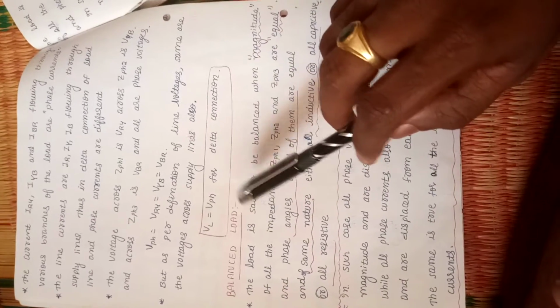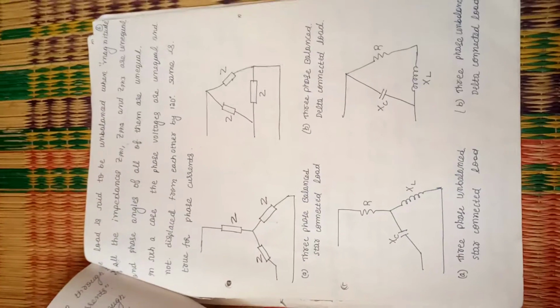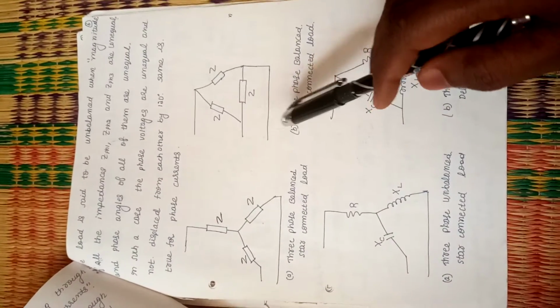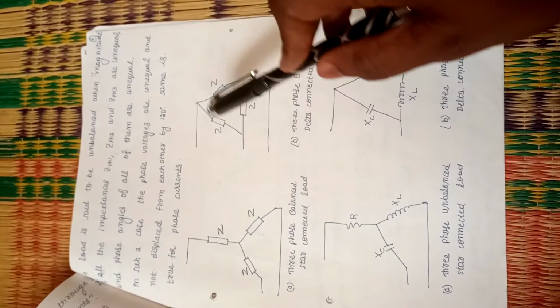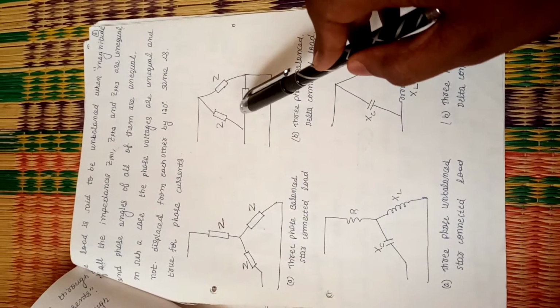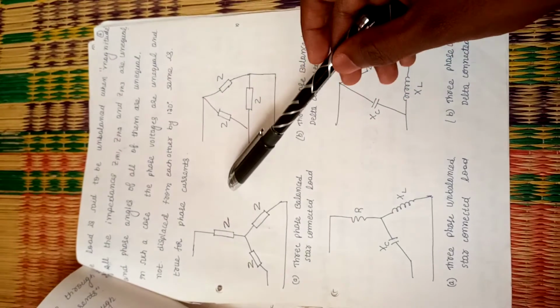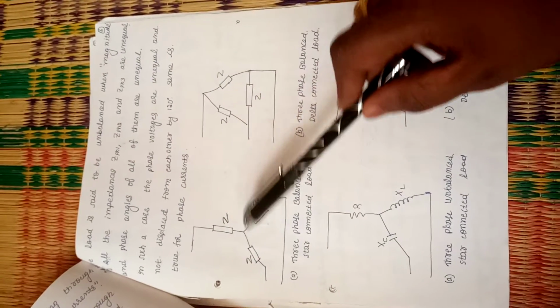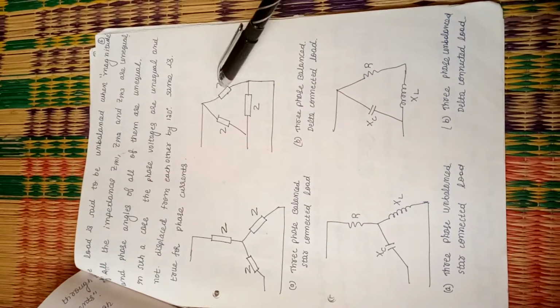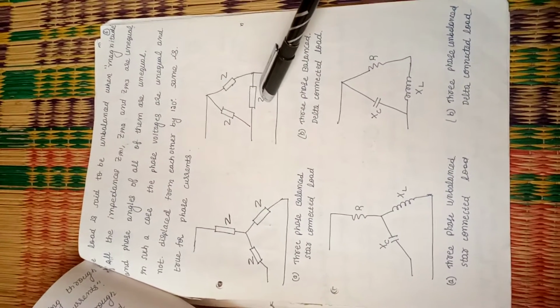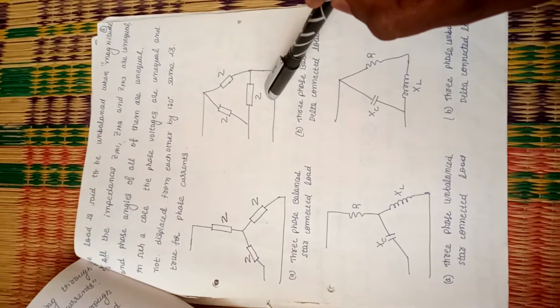Then what is the difference between balanced load and unbalanced load? I'll explain that concept with this diagram. Here you have the star connection and here you have the delta connection, and the impedances of all three star connected loads are equal. Here the impedances are equal, therefore this is a balanced load.